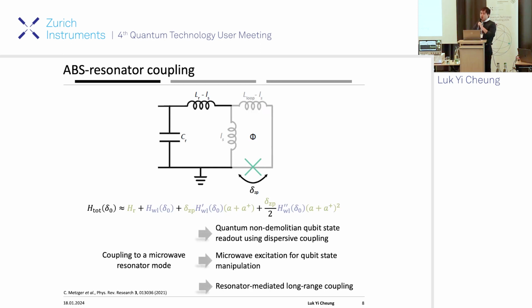So we know Andreev bound states can couple to a cavity, and immediately we also know that we can perform non-demolition measurements when you couple the cavity dispersively with the Andreev bound states. We know that we can also use microwave excitations to drive dynamics of the weak link, and we also know that we can use a cavity to mediate long-range coupling of the Andreev qubits. So much about the background.